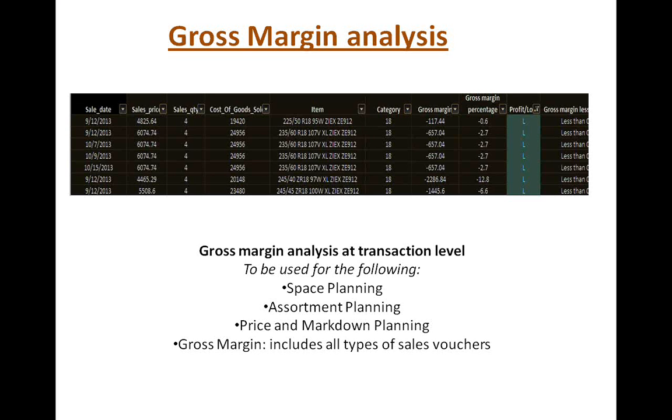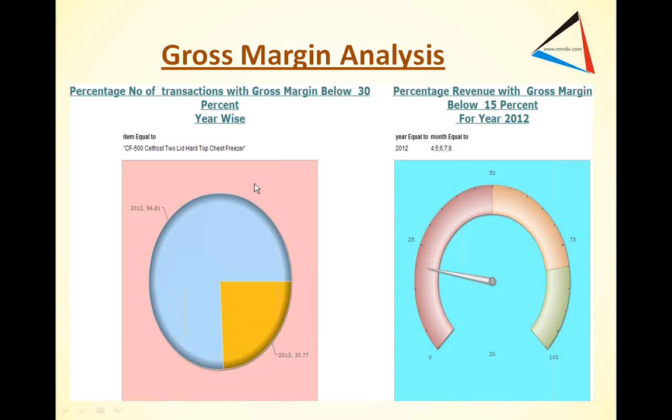First of all, the gross margin analysis. This is straight and simple. Since we have calculated the gross margins using FIFO, moving average, and so forth, wherever it is negative, we have made a loss. It's less than 0. We can also set up a gross margin percentage wherein we find out where we have made a loss. That can be used for space planning, assortment planning, price and markdown planning, and so forth.